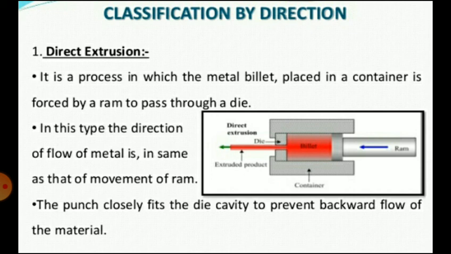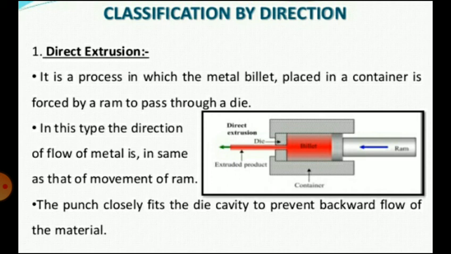So first category, the classification on the basis of direction. The first process is direct extrusion. It is the process in which the metal billet placed in a container is forced by a ram to pass through a die. In this type, the direction of flow of metal is the same as that of movement of the ram. So the flow of material and the movement of the ram both have the same direction.